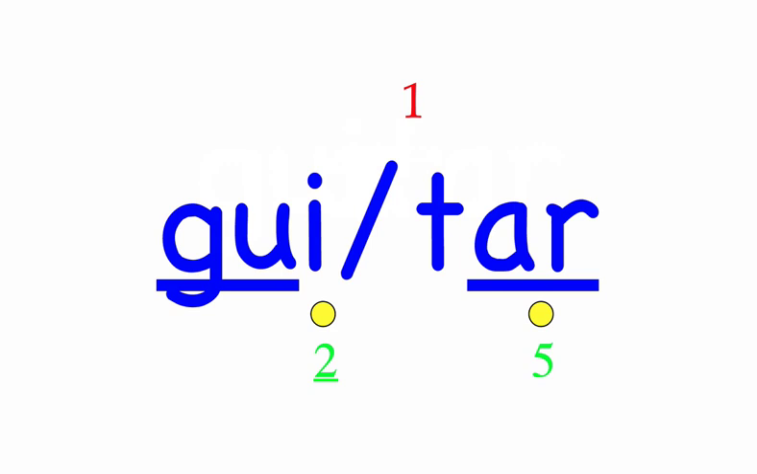GU represents the sound g here. The U prevents the G from being followed by the letter I. When G is followed by E, I, or Y, it will oftentimes represent its second sound.